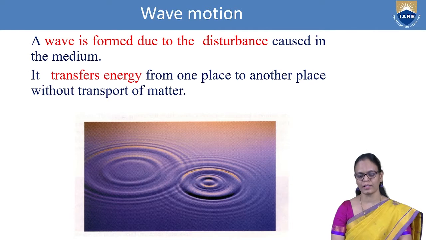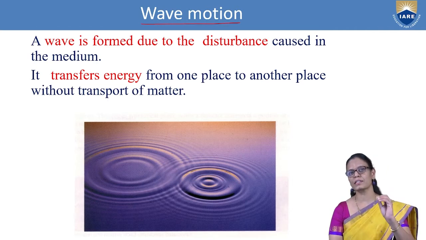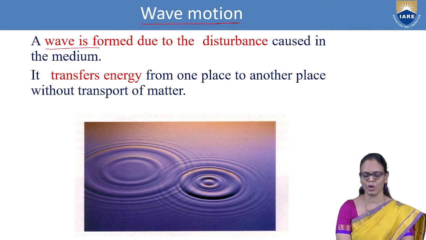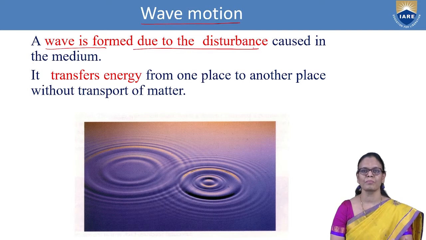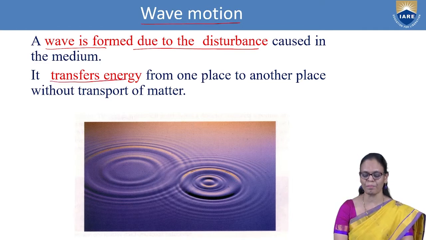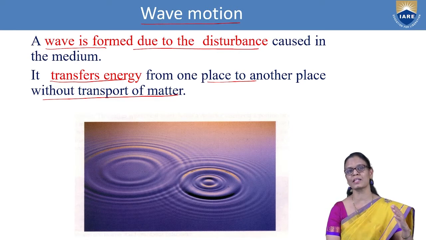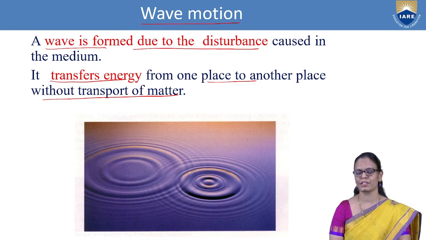So let us first understand what a wave is and what is wave motion. A wave is formed due to the disturbance caused in the medium. Any type of wave you consider, whenever there is a disturbance that is caused in the medium, the wave travels forward. And whenever a wave is formed, it transfers energy from one place to the other without transport of matter. The matter may not move. It may just vibrate about its mean position, but the energy is propagated in the forward direction. That is what happens in wave motion or wave propagation.